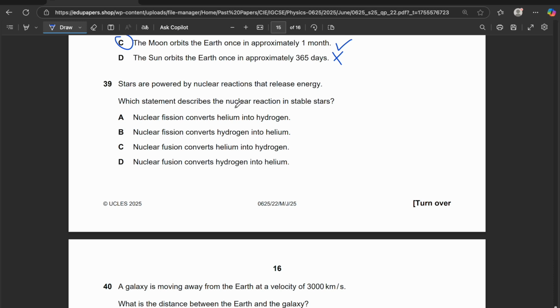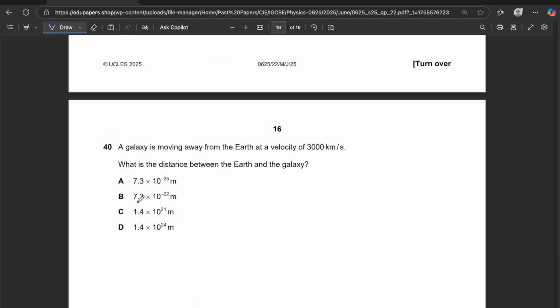39. Stars are powered by nuclear reactions that release energy. Which statement describes the nuclear reaction in stable stars? So the nuclear reaction that happens in the stars is nuclear fusion, which converts the smaller lighter elements into bigger ones, and converts hydrogen into helium. D.